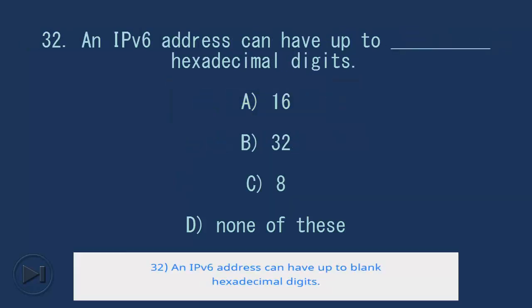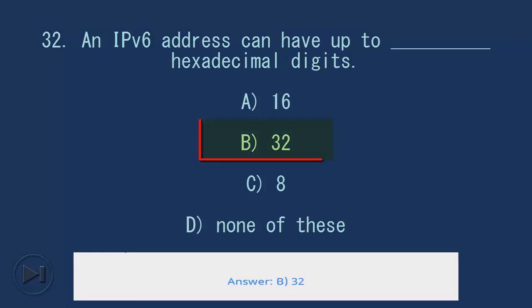32. An IPv6 address can have up to blank hexadecimal digits. A, 16. B, 32. C, 8. D, none of these. Answer, B, 32.